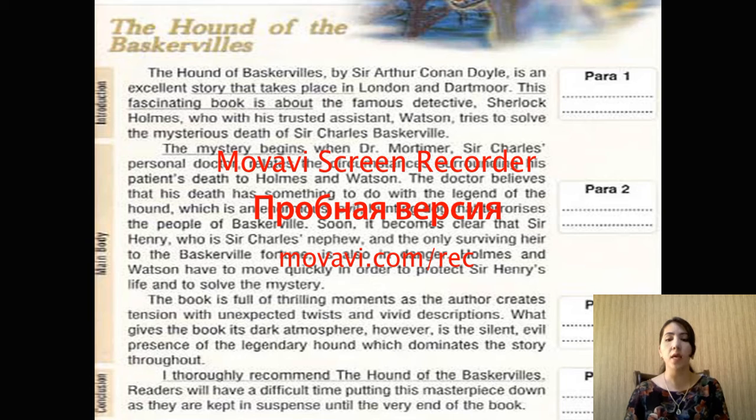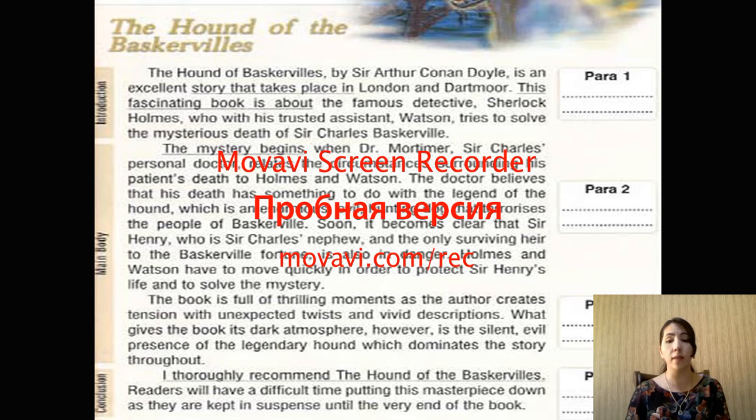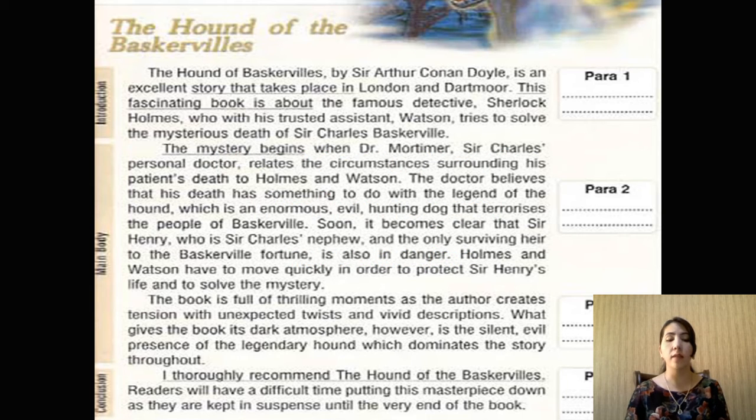Soon it becomes clear that Sir Henry, who is Sir Charles' nephew and the only surviving heir to the Baskerville fortune, is also in danger. Holmes and Watson have to move quickly in order to protect Sir Henry's life and to solve the mystery. The book is full of thrilling moments as the author creates tension with unexpected twists and vivid descriptions.